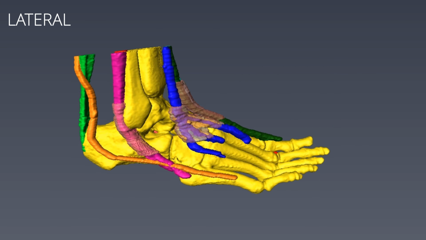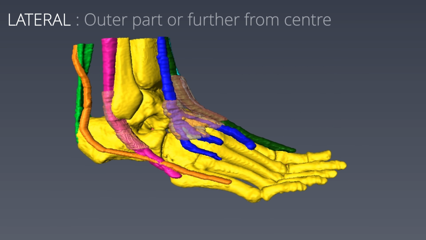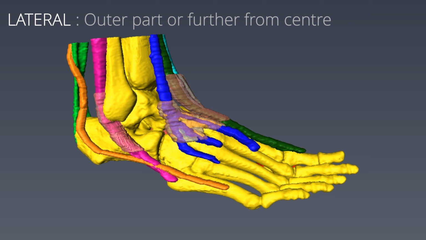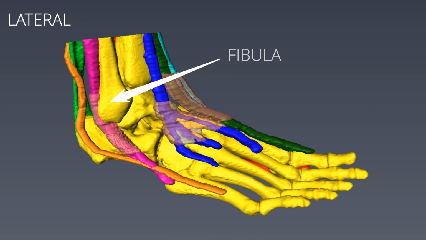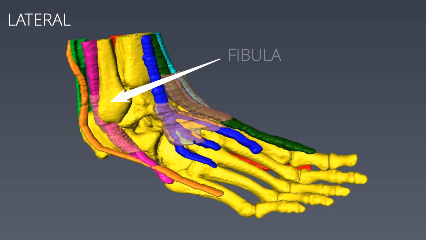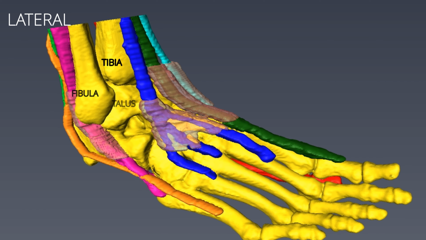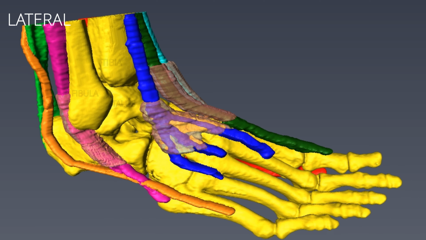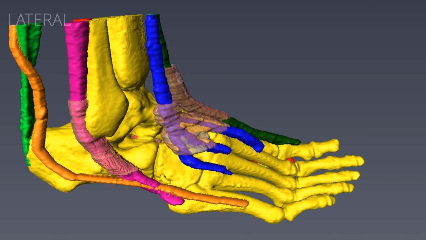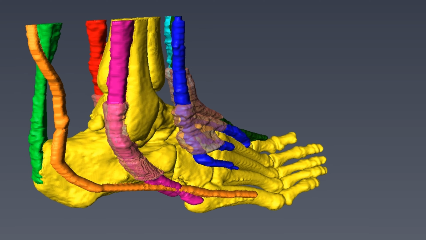Here we are facing the lateral side of the foot, meaning the outer part of the foot. This bone is the fibula, which is found above or superior to the talus. The bones which make up the true ankle joint are the tibia, fibula, and talus. This means that the tibia and fibula slide over the talus when the foot is flexed and stretched.